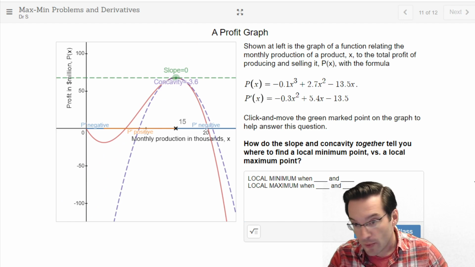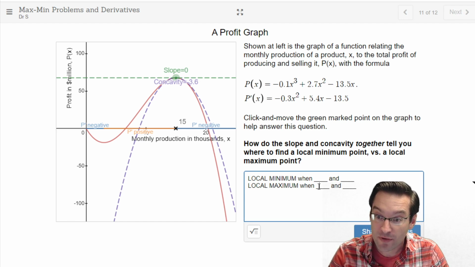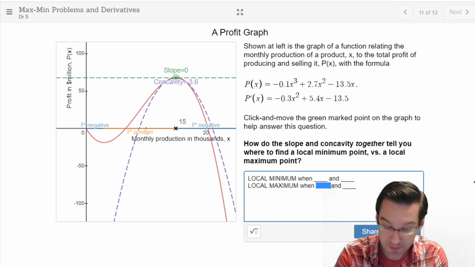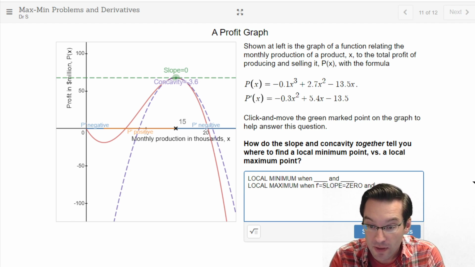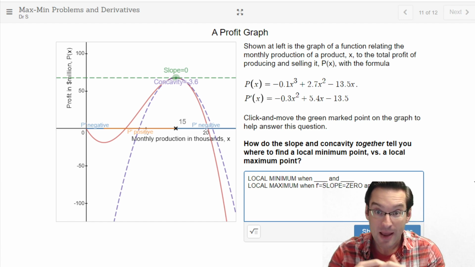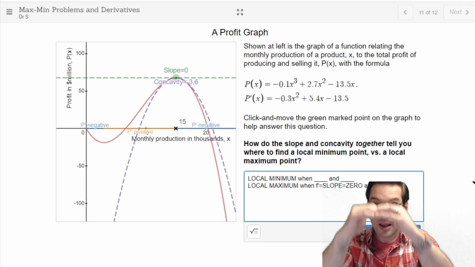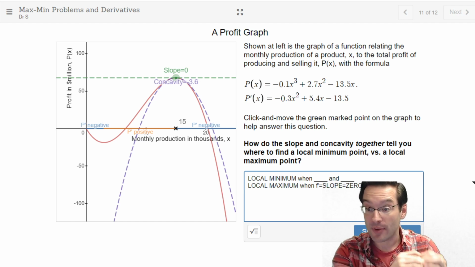So we will know that we have reached the top of a mountain. We'll know that we're at a local maximum when, first of all, the slope is 0. So I'll say f prime, the slope, is 0. But also, we need to know that we're at the top of the mountain and not the bottom of a valley. And at the top of a mountain, our tangent parabola is going to open downwards. We're going to be concave down at the top of a mountain.